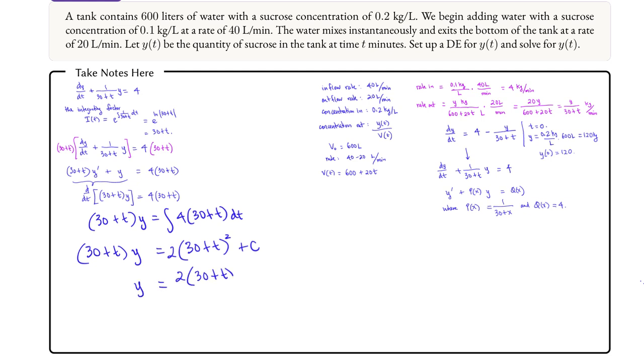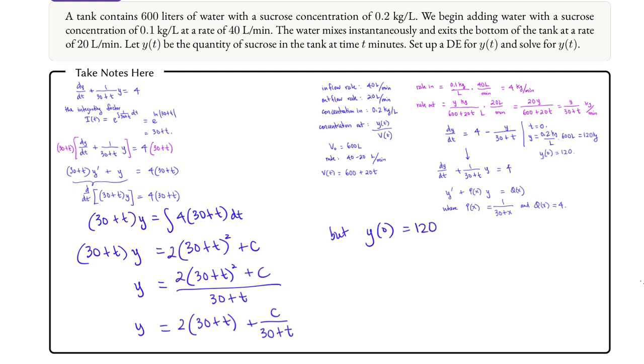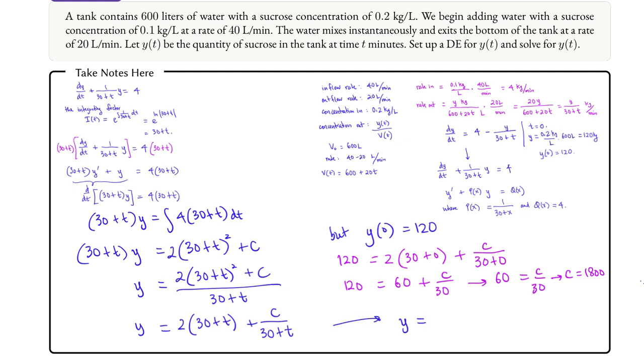Isolate y. y is 2 times 30 plus t squared plus c over 30 plus t, which simplifies to 2 times the quantity 30 plus t, plus c over 30 plus t. But when t is 0, y is 120, so we plug t equals 0 and y equals 120 into the general solution we just found. And we see that c is 1800. So the particular solution is y equals 60 plus 2t plus 1800 over 30 plus t.